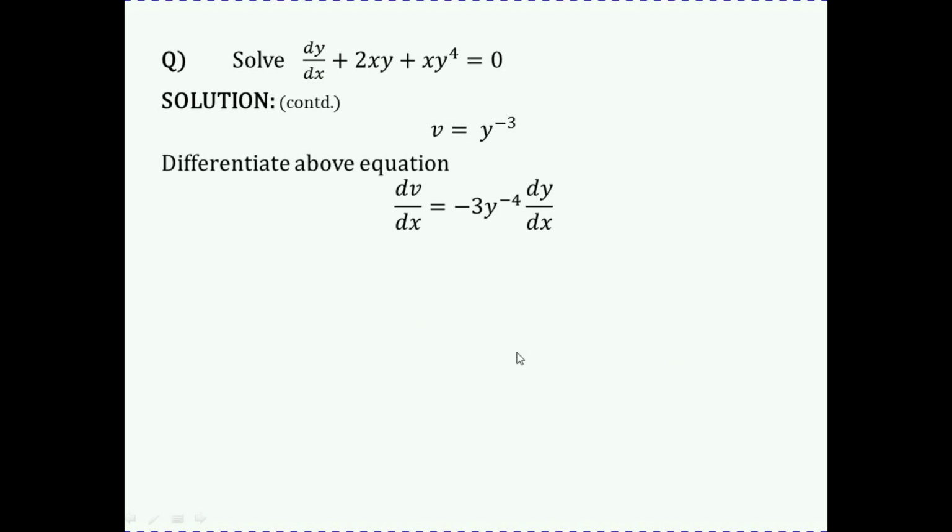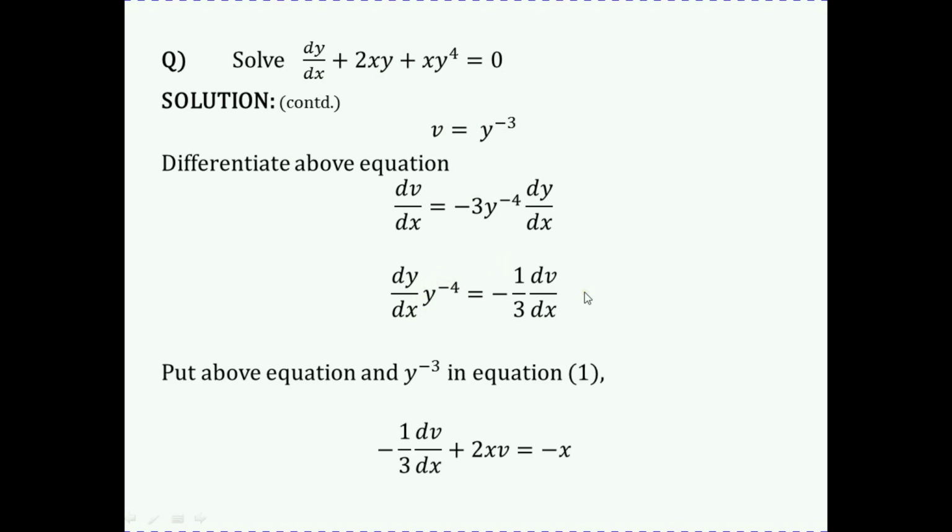Now let's differentiate the above equation. We've got dv by dx equals negative 3 times y raised to the power negative 4 times dy by dx. Now let's move our negative 3 to the left hand side. So we've got y to the power negative 4 times dy by dx equals negative 1/3 dv by dx. Now let's put this and v equals y to the power negative 3 in equation 1. We've got negative 1/3 dv by dx plus 2x times v equals negative x.